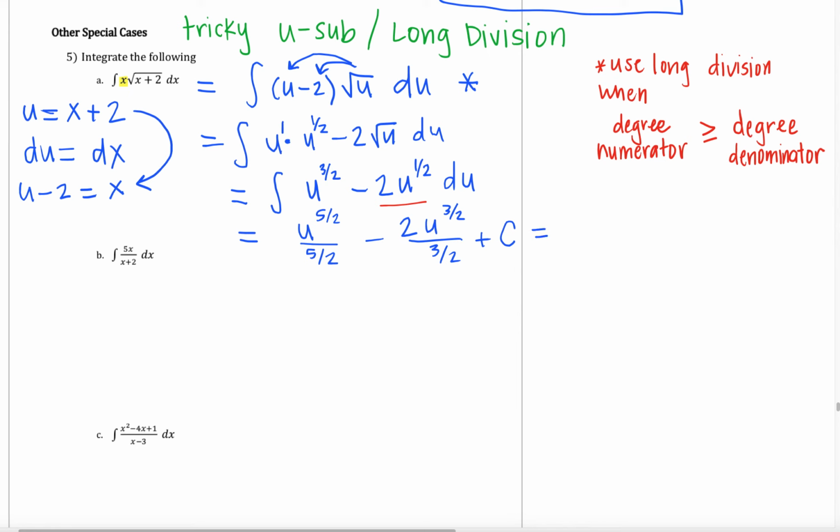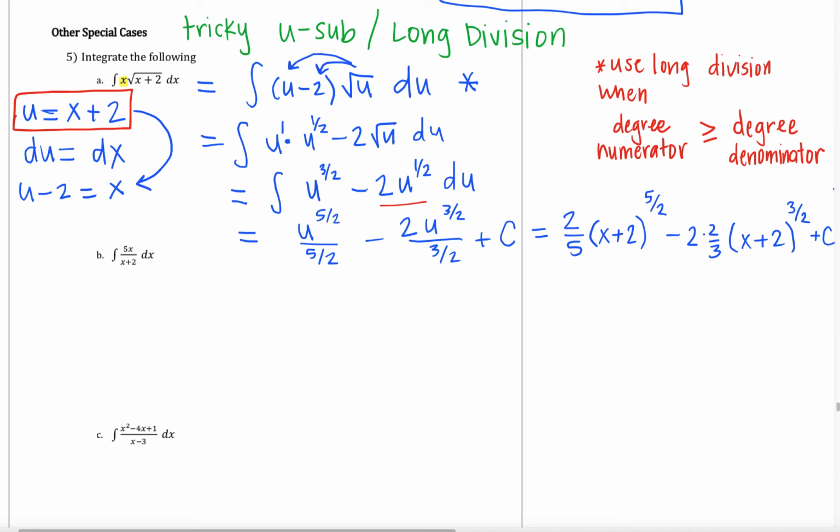From here, the last thing I need to do is replace what u is equal to. And remember, u is equal to x plus 2, so we're still using that. I'm going to just multiply by the reciprocals of each of these fractions to get 2/5 times (x plus 2) to the 5/2, minus 2 times 2/3, or if you want to write it as minus 4/3, times (x plus 2) to the 3/2, and then plus our constant term here. And that right there would then be our final answer for this.